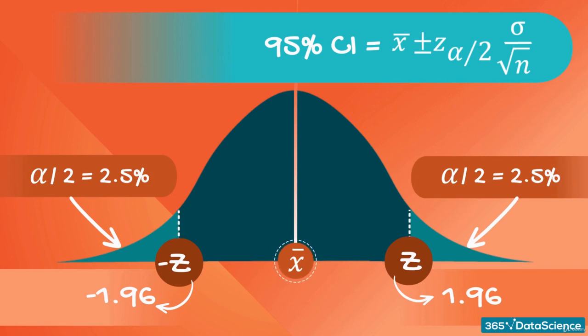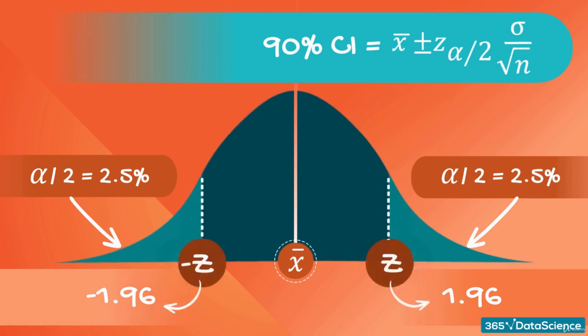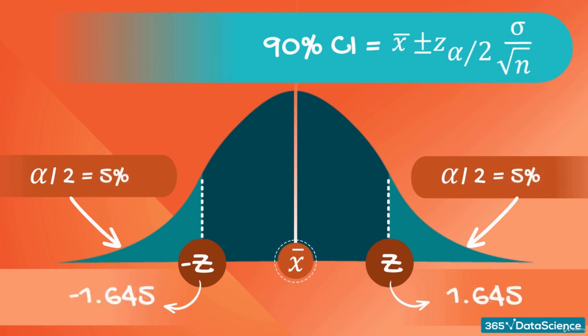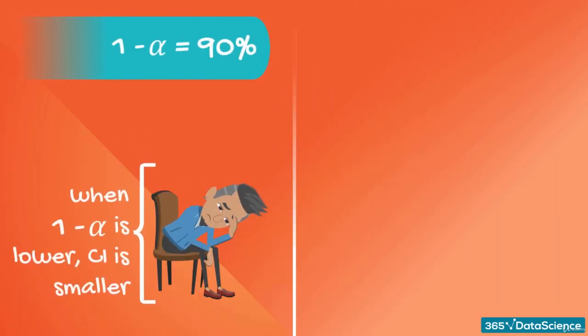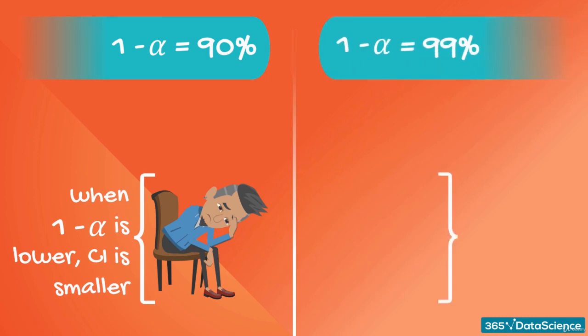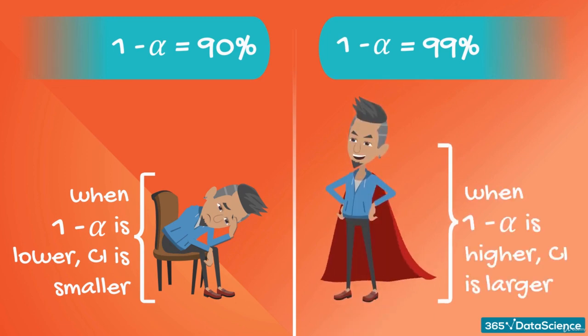Okay, what if we are looking at a 90% confidence interval? In that case, the interval looks like this, and there is a 10% chance that the true mean is outside the interval. Actually, 5% on each side. This causes the confidence interval to shrink. So, when our confidence is lower, the confidence interval itself is smaller. Similarly, for a 99% confidence interval, we would have a higher confidence, but a much larger confidence interval.